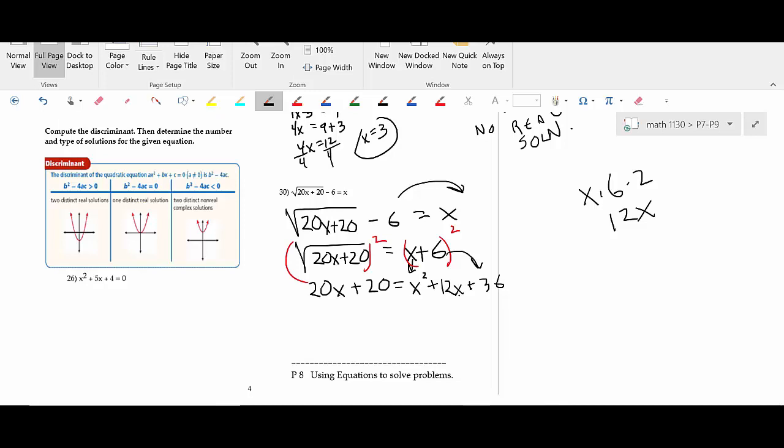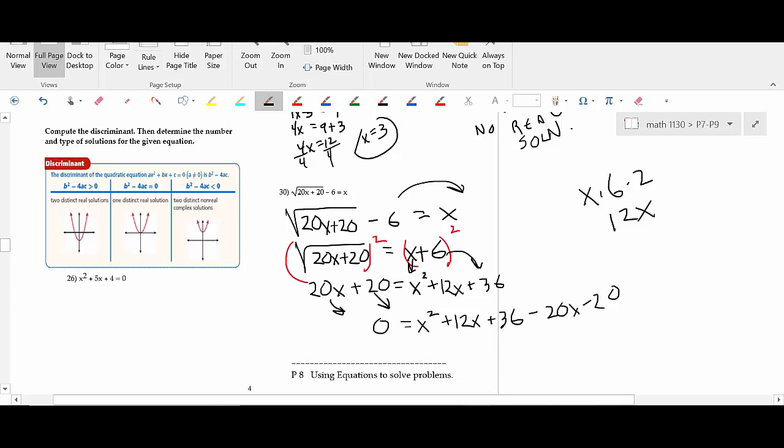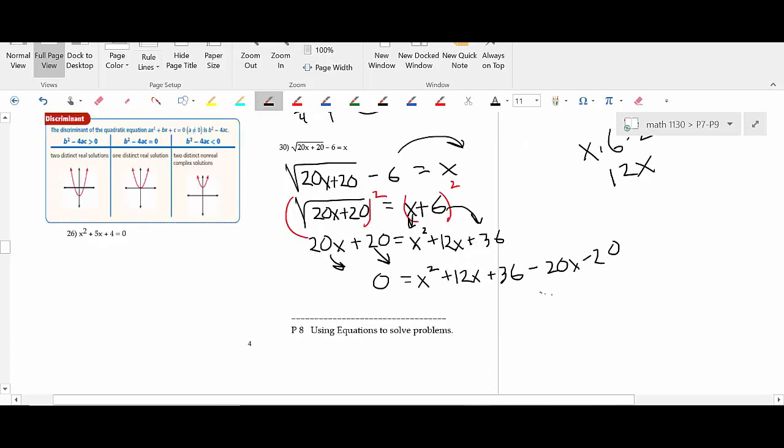Okay. So this is a quadratic equation. So that means that we need to figure out one of the sides needs to be 0. So you would end up having 0 equals x squared plus 12x plus 36, and then minus 20x, and then minus 20 like that. Okay? So basically we'd have 0 equals x squared minus 8x, then that would be plus 16 like that.